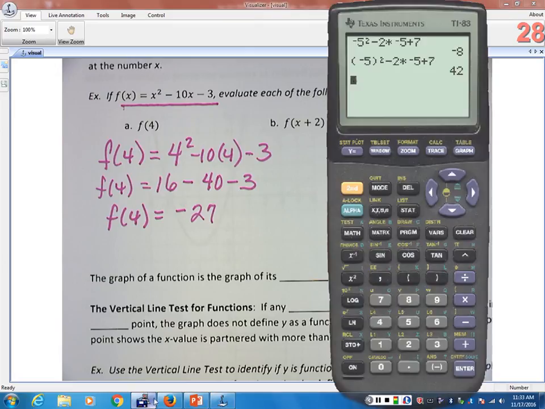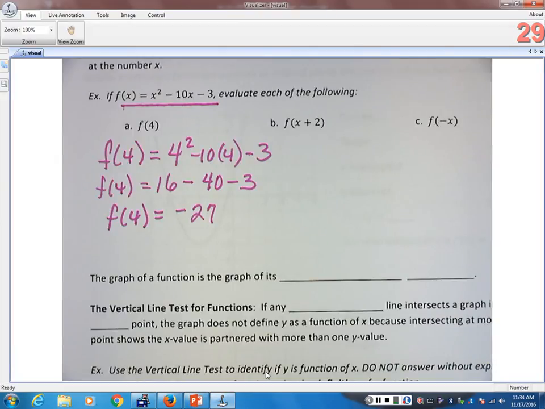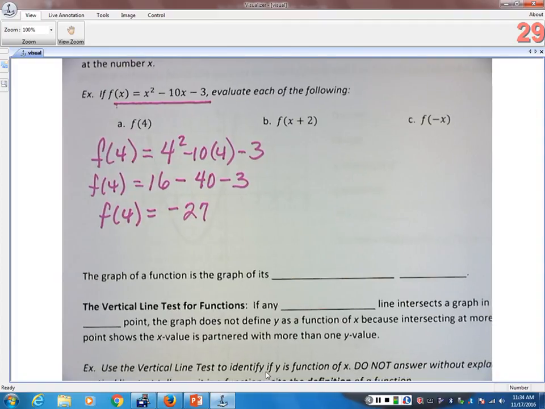And if you've got a calculator, there's no reason to not check your math. And we got negative 27, so we know our answer is right. Then we'll move on to the next one.